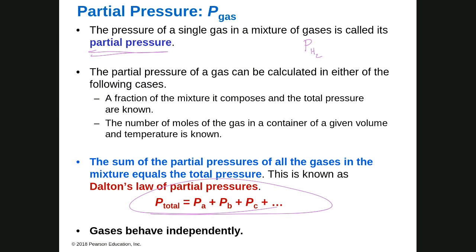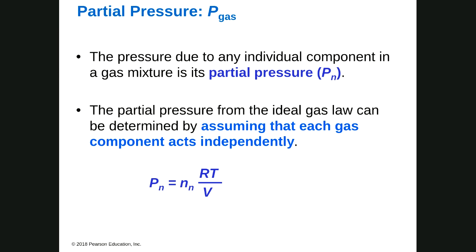And so if you have a mixture of gases, the total pressure in that cylinder or balloon or whatever you have it in is the sum of each one of the individual pressures. And so this is one of the easiest gas laws there is, because you just add things. Remember that they're acting independently, which just means they're not interacting with each other. So the pressure due to any of these components, as I said, is the partial pressure.